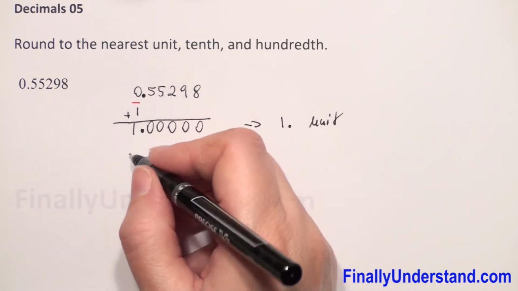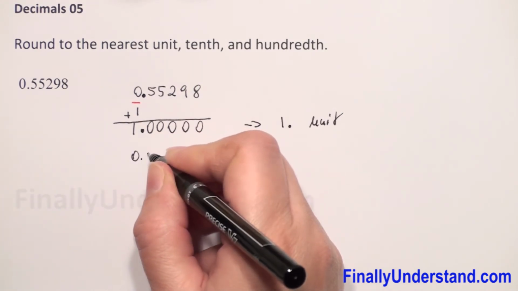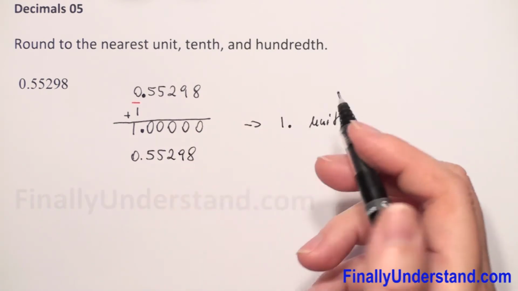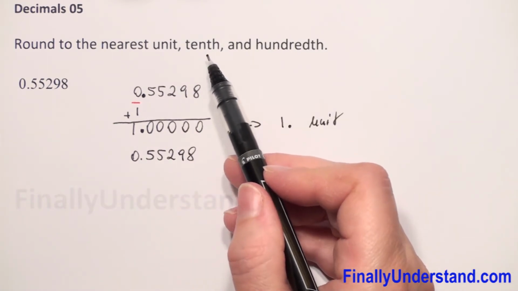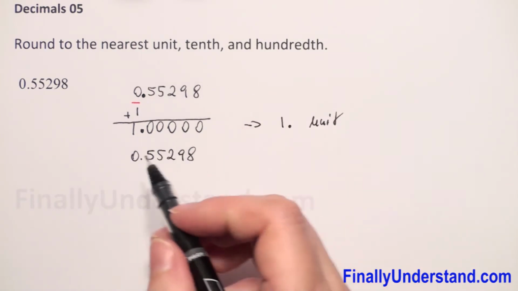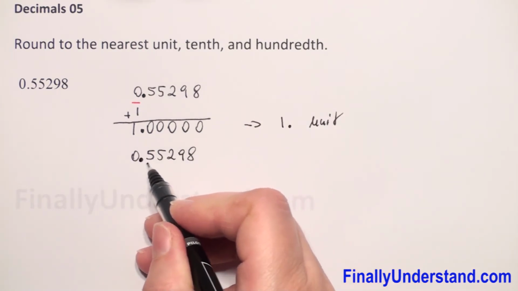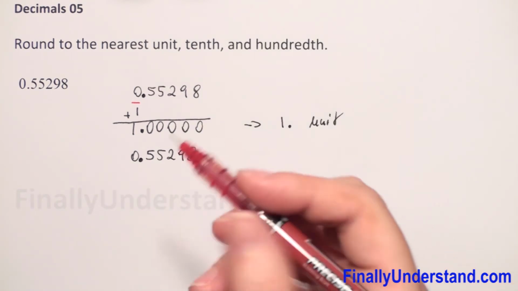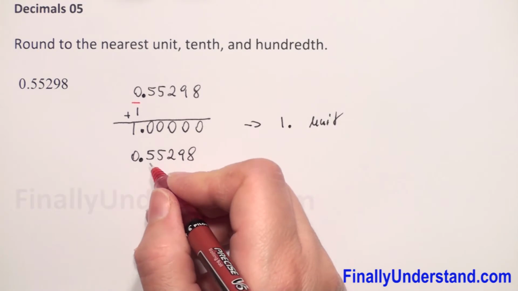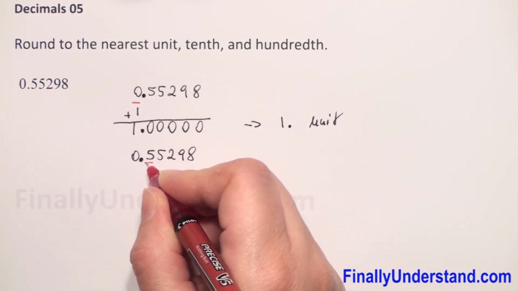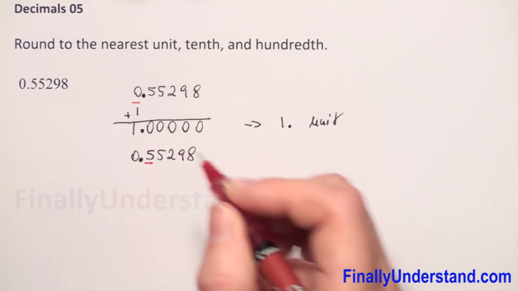Next, let me copy our example, 0.55298. Next, we have to round to the nearest tenth. Tenth is the first digit after the decimal point. So first step, we have to underline the digit to which we have to round our number. So we round to tenth, so we underline the first 5.